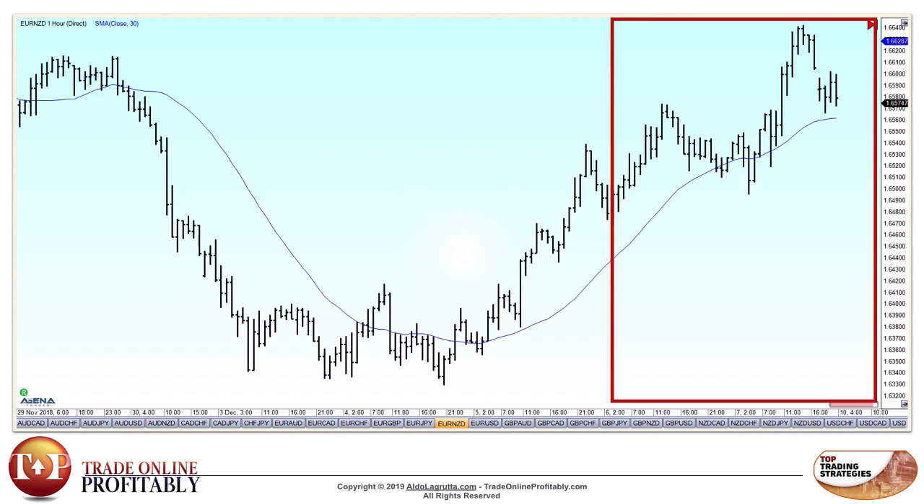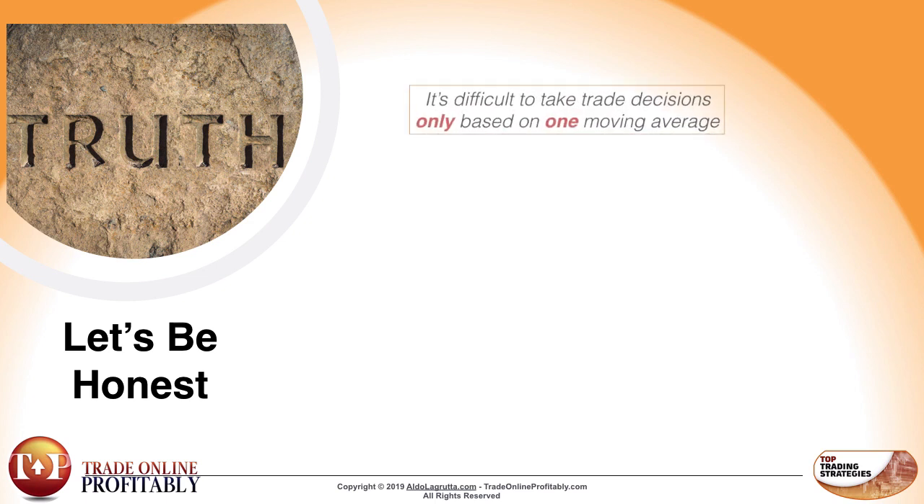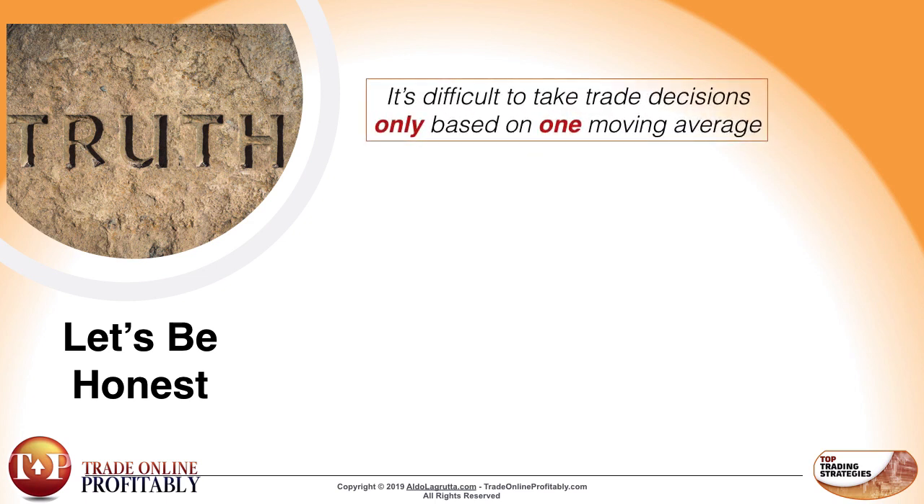As you can see, using a 30-period moving average as a guide to identify the trend is easy and truly effective. It does not require any interpretation. But let's be honest. It's difficult to take trade decisions only based on one moving average. That's the reason why so many trading systems use 2, 3, or multiple moving averages in order to pinpoint safer trade signals. And even then, these systems are notorious for false trend reversal signals.